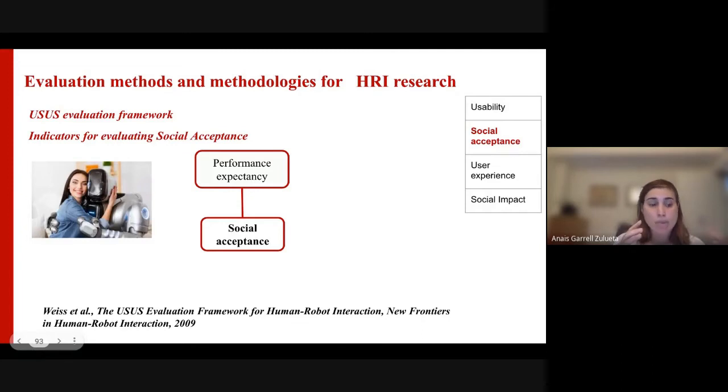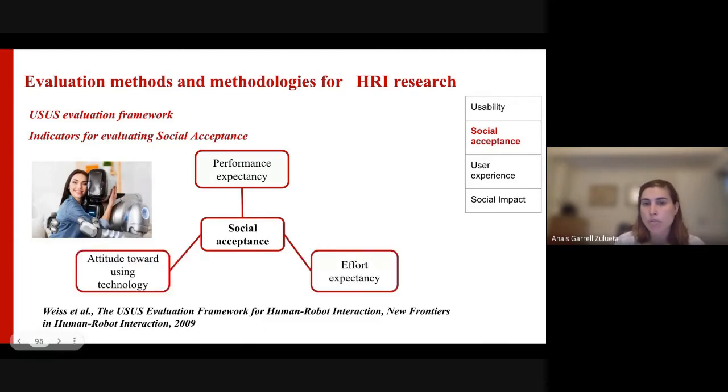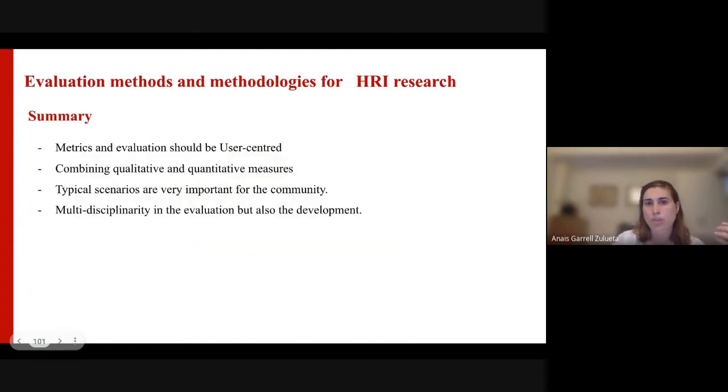It is like the person creates a mental model of how the robot will act or will solve the task. So this expectancy can be regarded from the point of view of performance, effort, and attitudes toward using that technology. So here we are just studying how people are perceiving this interaction.